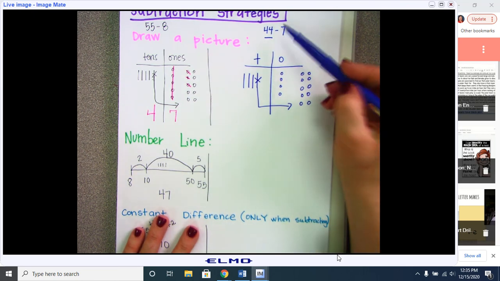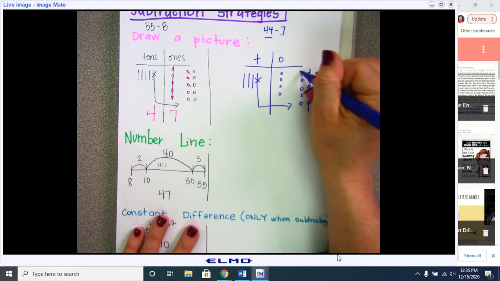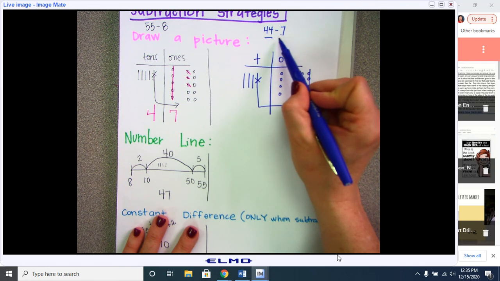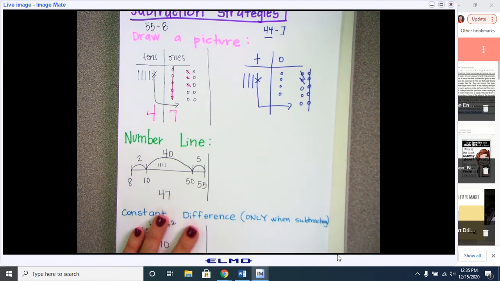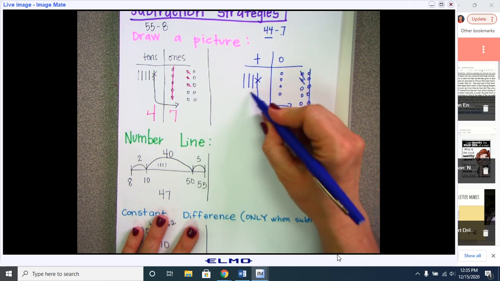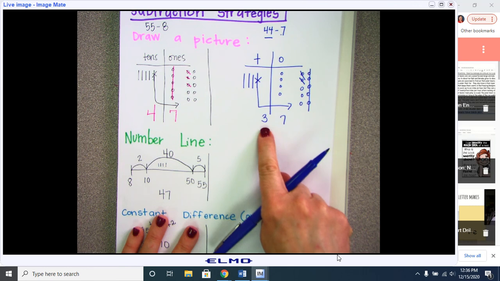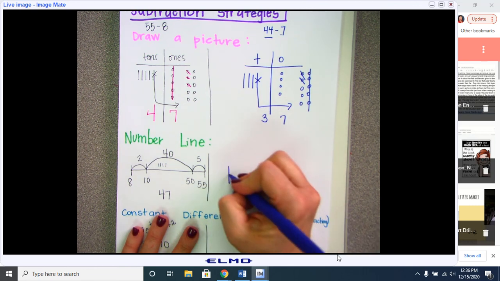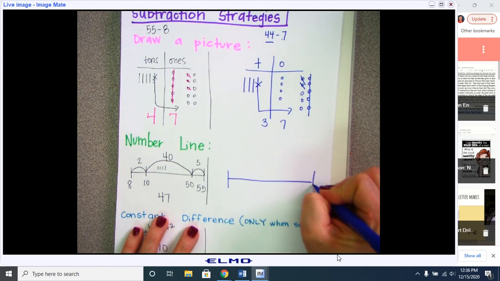All right, mark out 7. 5, 6, 7. I don't have any 10s to mark out. If this had been maybe 27, I would mark out 2 more 10s, but I don't have any more, so I'm finished. 4, 5, 6, 7, 3. So my answer is 37. All right, let's try it on a number line and see if we get the same answer.